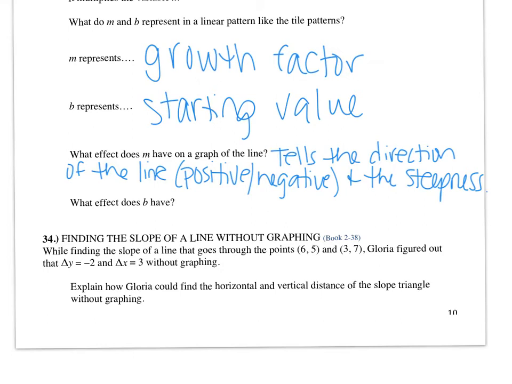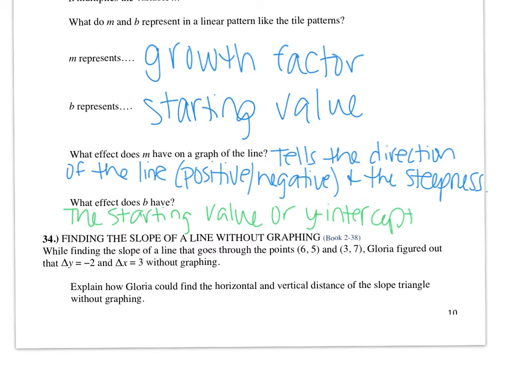So what effect does b have? B is the starting value, which is also called the y-intercept. So I'll say starting value or y-intercept. It tells you where that line is going to cross the y-axis.